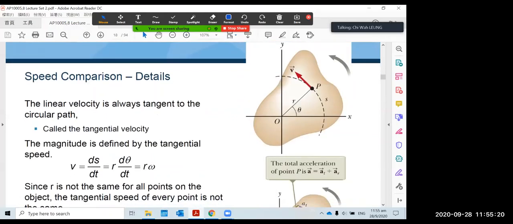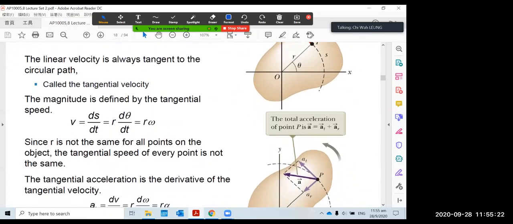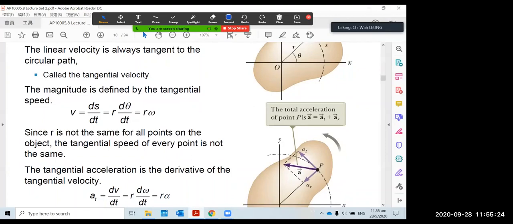So the acceleration as described by a equals r times alpha, that would be the tangential acceleration, this part. And at the same time, you have learned in circular motion, whenever an object performs circular motion, there would be a centripetal acceleration.